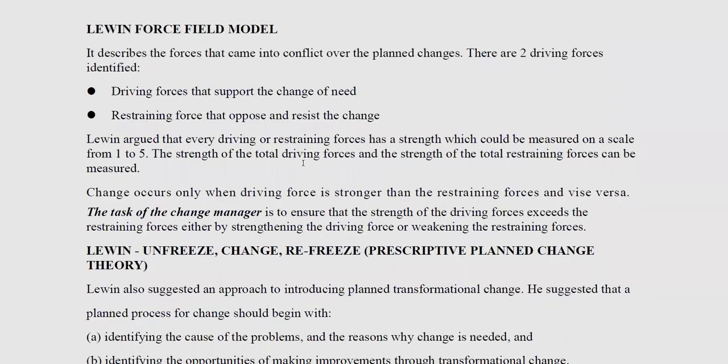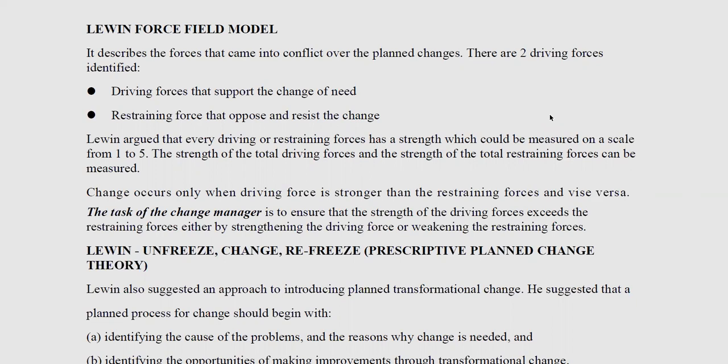We first start by looking at Lewin's force field model. It describes the forces that come into conflict over planned changes. There are 2 forces identified. The driving forces are the forces that support the change, want the change, or bring about the successful change. Then the restraining forces are those that oppose and resist the change. Examples of restraining forces are the attitude to change and the attitude to resistance. So we saw personal reasons and fears, work reasons, and also social reasons.